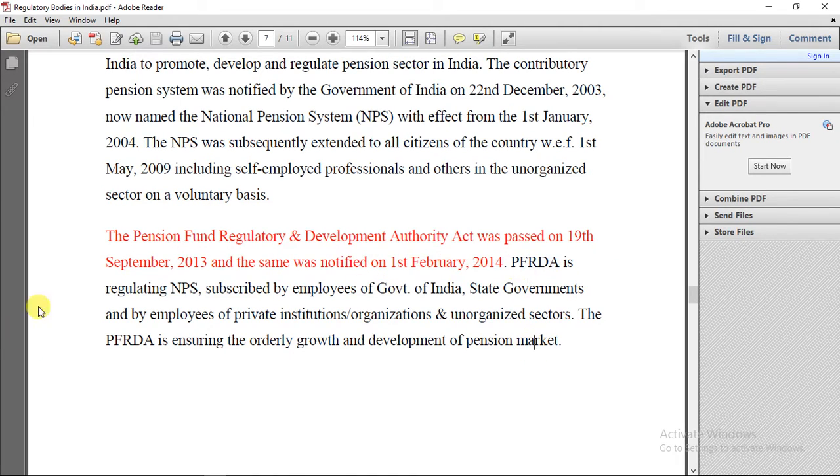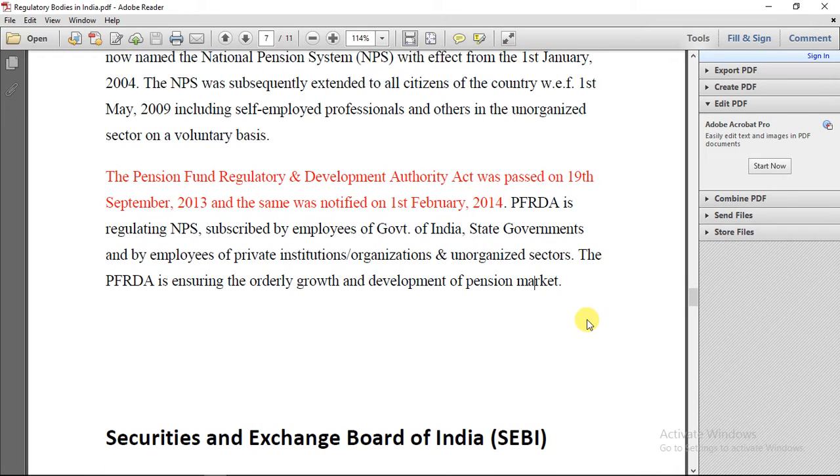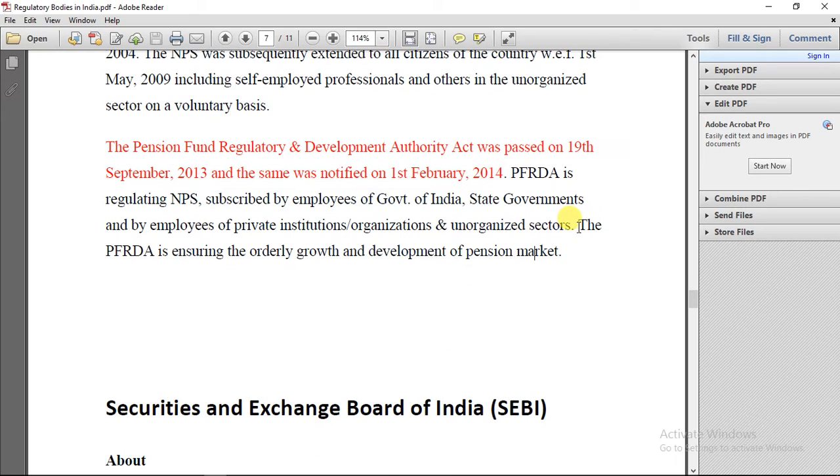And now PFRDA is regulating the NPS subscribed by the employees of the Government of India, state governments, and by employees of private institutions, organizations and unorganized sectors. The PFRDA is ensuring the orderly growth and development of the pension market. So basically PFRDA's role is to ensure the orderly growth and development of the pension market.